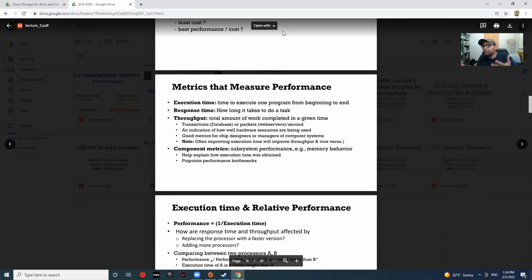Makes sense? So the people in software, they like execution time. People in software like response time. People in hardware, they like to see how much their hardware can furnish per second. So that's why throughput is more for the hardware people. Okay?